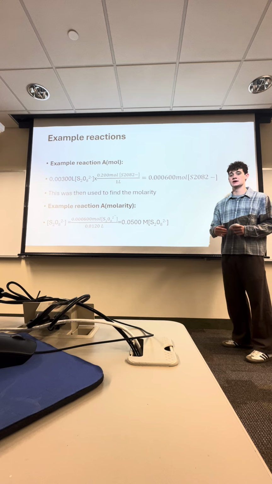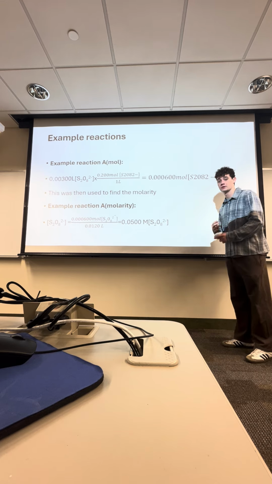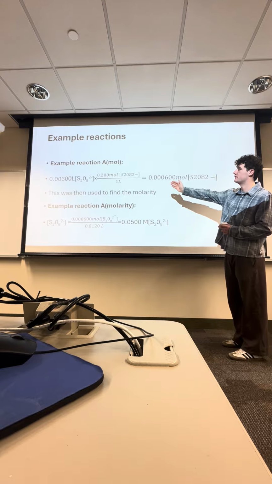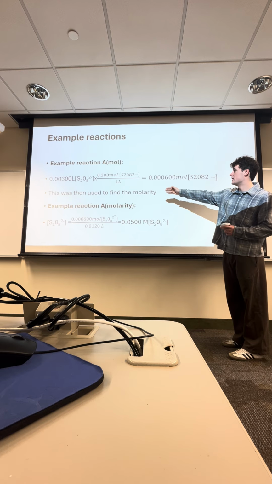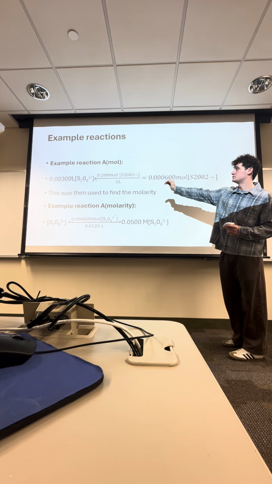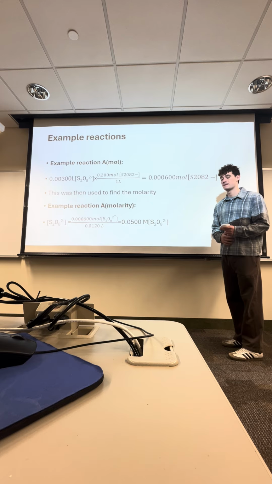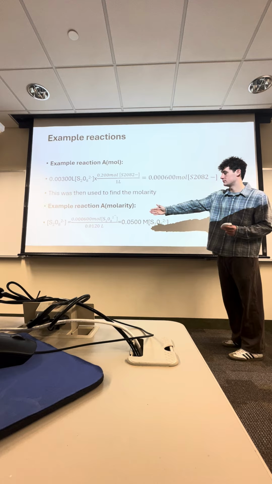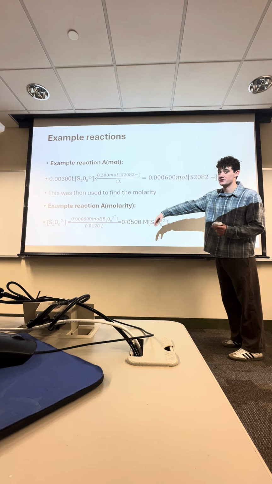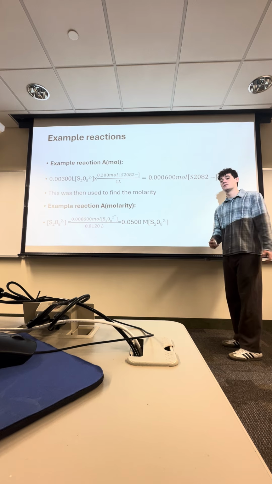So here are just some basic example reactions, kind of finding basic values that are used later on to solve for the rate. So here we have an example reaction of A, solving for moles. So we have 0.00300 liters of peroxide disulfate, and this is transferred to moles by multiplying by 0.200 moles of peroxide disulfate divided by 1 liter to give us 0.00600 moles of peroxide disulfate. This was then used to find the molarity of peroxide disulfate. So we have the moles we just solved for divided by the total amount of liters in the reaction, and that gives us 0.0500 molar peroxide disulfate.